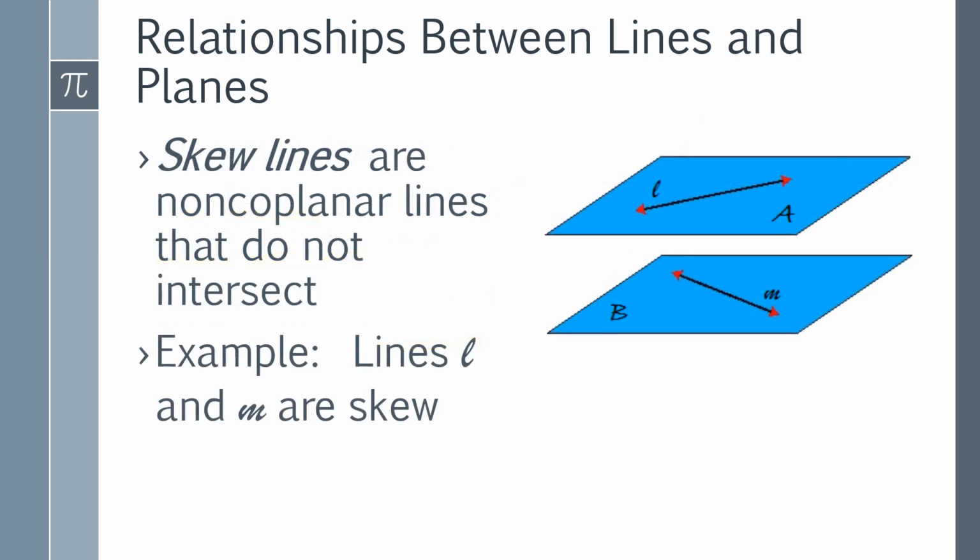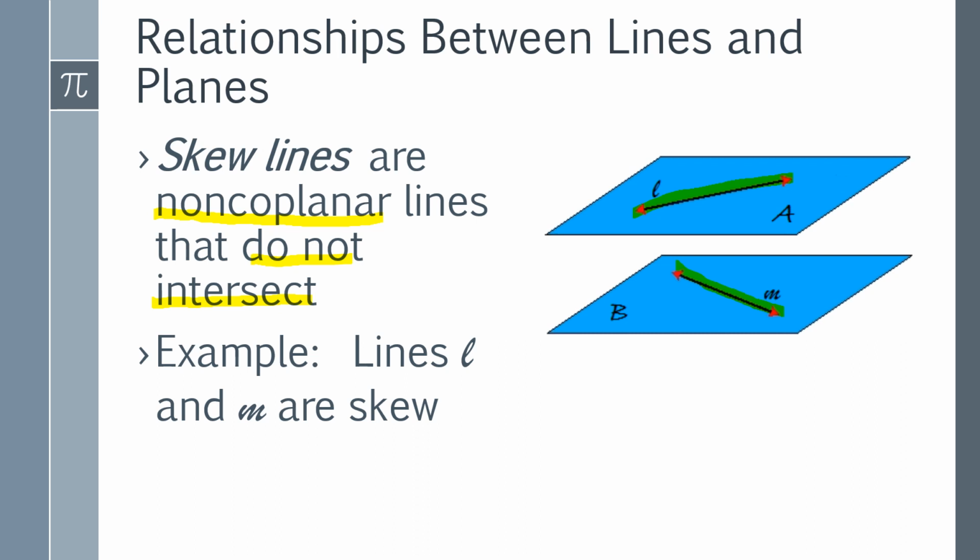Okay. Now, skew lines are non-coplanar lines that do not intersect. So we can look here and we can see these two lines. These are non-coplanar, do not intersect. Those are the two big ideas. So we've got line L. Line L is sitting up here, and line M is sitting down here, right? They are not going to meet because they're on different planes.